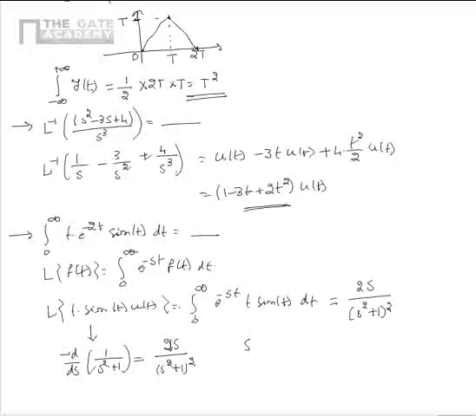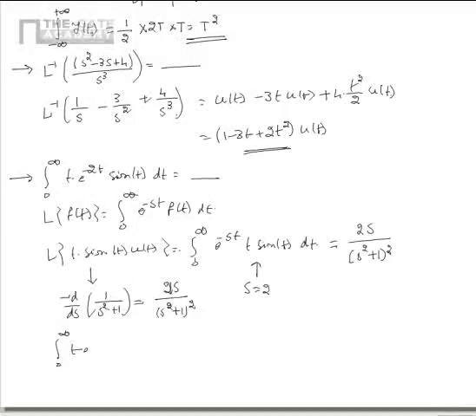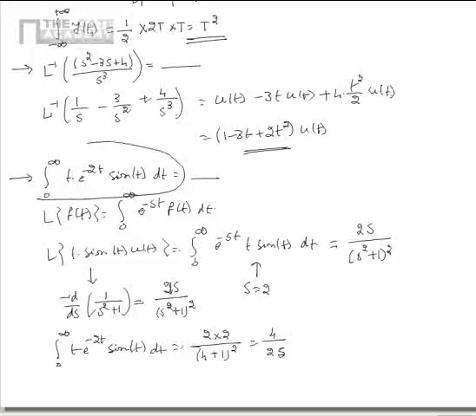Upon substituting s equal to 2 in the above integral, we get that the integral from 0 to infinity of t into e power minus 2t sine t dt is equal to 2 into 2 divided by (2 square plus 1) whole square. This is equal to 4 by 25. From this, we can say that the required integral can be obtained using the Laplace transform, and the corresponding value is 4 by 25.